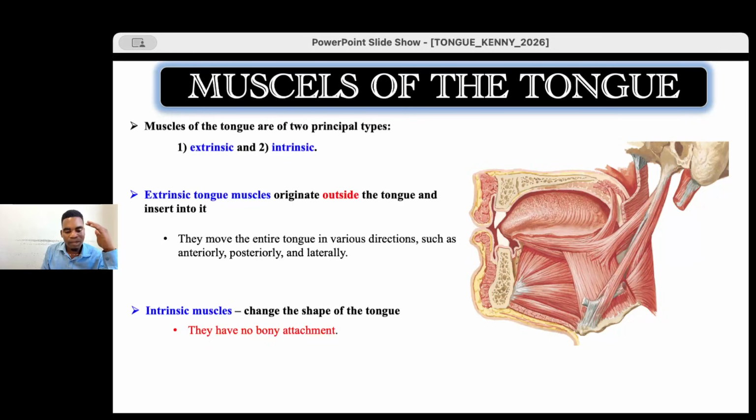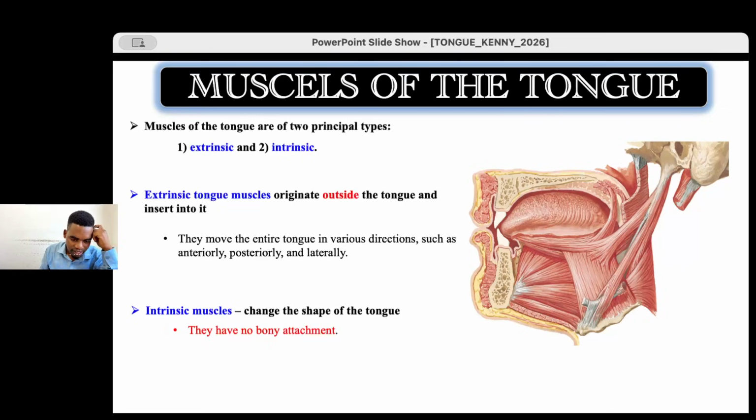Next, let's discuss the muscles of the tongue. Muscles of the tongue are divided in two parts, the intrinsic muscles of the tongue and extrinsic muscles of the tongue. The intrinsic muscles of the tongue have got no bone attachment, and most importantly, what they do, they change the shape of the tongue. They do not move the tongue, they change the shape of the tongue. But the extrinsic muscles of the tongue have bony attachment, and what is so important about these muscles, they are moving the tongue into different directions.